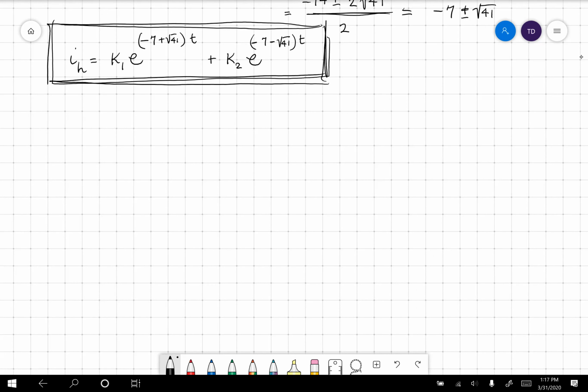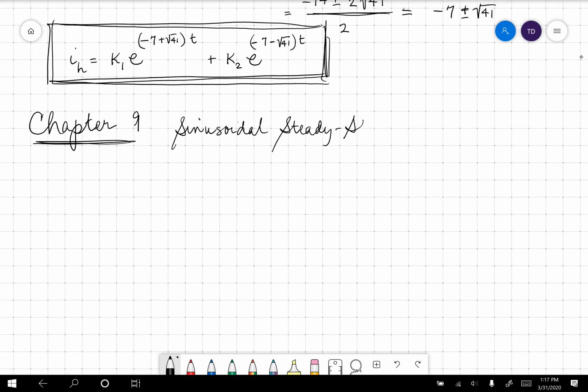Okay, we're moving to chapter 9. Chapter 9 is what is called sinusoidal steady-state response. So we've had steady-state response. We've seen that terminology before. What did that terminology mean to us before? And what were we able to do because of that? What did it mean?